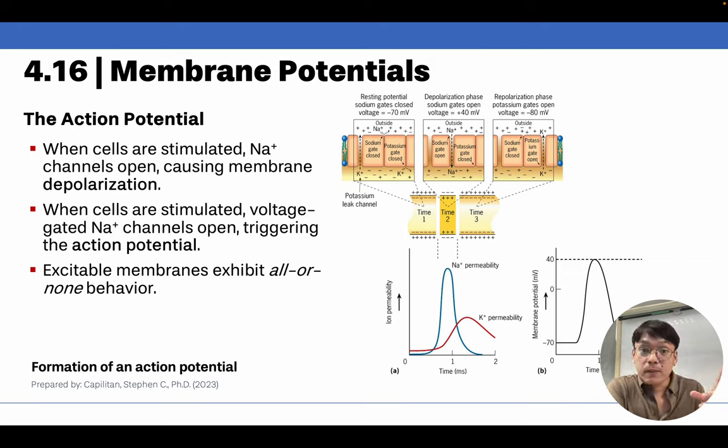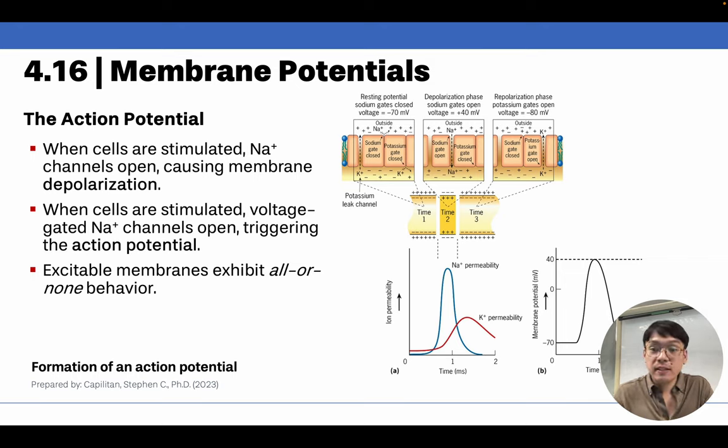In time 3, the upper right box, it shows the repolarization phase. Within a tiny fraction of a second, the sodium gates are inactivated and the potassium gates open. It allows potassium ions to diffuse across the membrane and establish an even more negative potential. It's not negative 70, but negative 80 millivolts, compared to the resting potential. Okay? Almost as soon as they open, the potassium gates close. The potassium gates will close, leaving the potassium leak channels as the primary path of ion movement across the membrane and re-establishing the membrane potential.